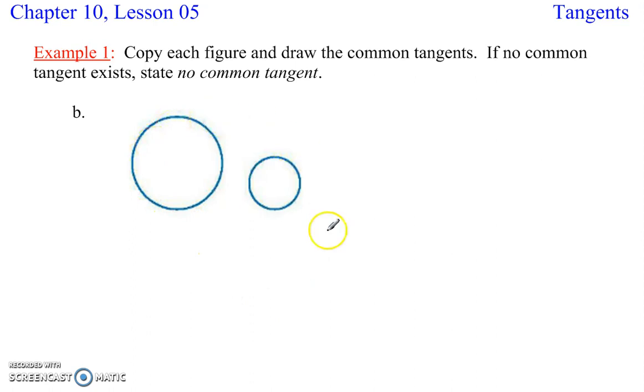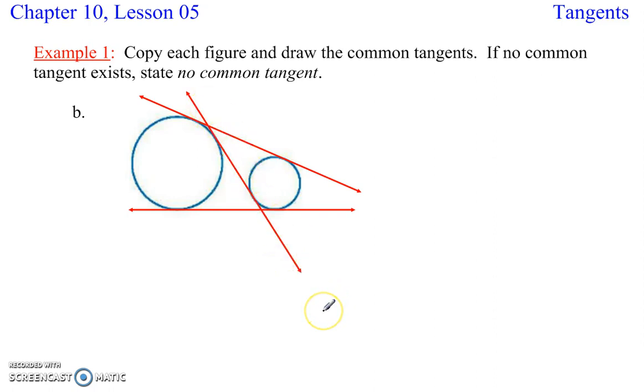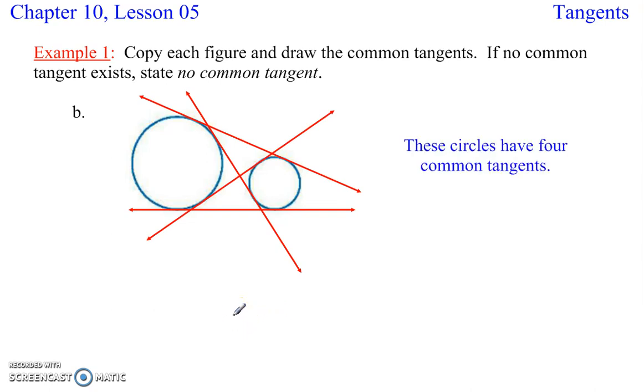Between these two, we have this tangent and these two common tangents, kind of like the last example. However, these two circles also have this tangent and the opposite one. Okay, so when they're not touching, they have four common tangents.